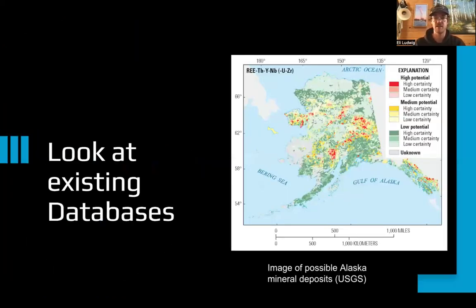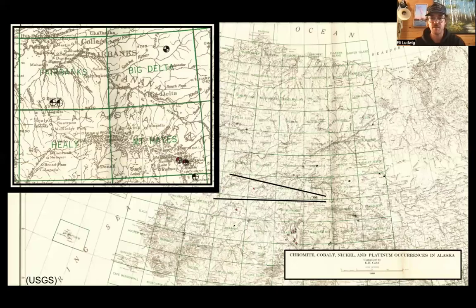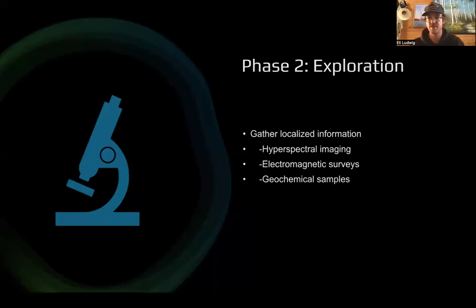So this could look like, this is an example of something I pulled off of the USGS for Alaska mineral deposits. And so you could see how you could look on this map and look for where minerals could be deposited for possible mining. This is another one, also taken from USGS. This is a study done in the 1960s on the different platinum, nickel, cobalt, and chromite occurrences in Alaska. And so these are the things you'd be looking at to determine where you might want to start your mineral exploration.